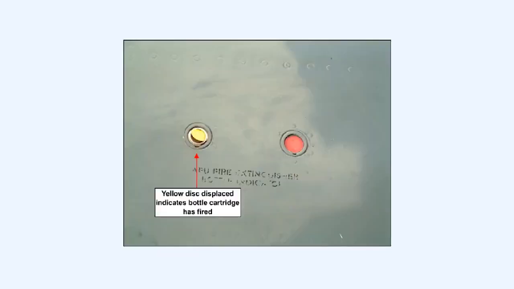The indication that the cartridge has fired is given by the displacement of a yellow disc, which is positioned on the side of the aircraft, where it can be checked during the walk-round inspection. The red disc alongside the yellow disc will become displaced if the fire bottle has become too hot or its internal pressure has become too high.